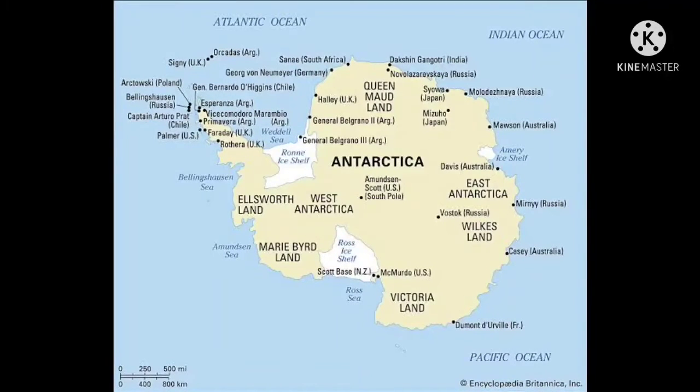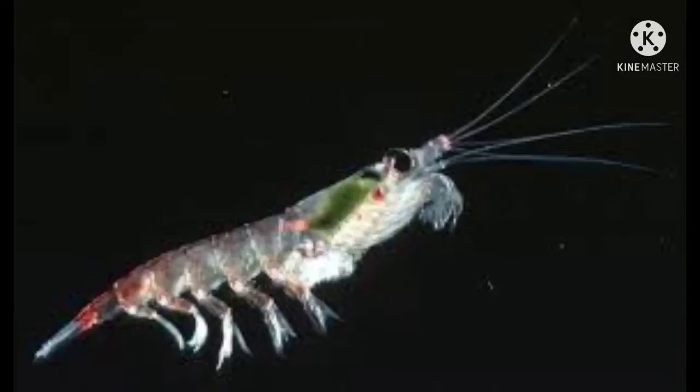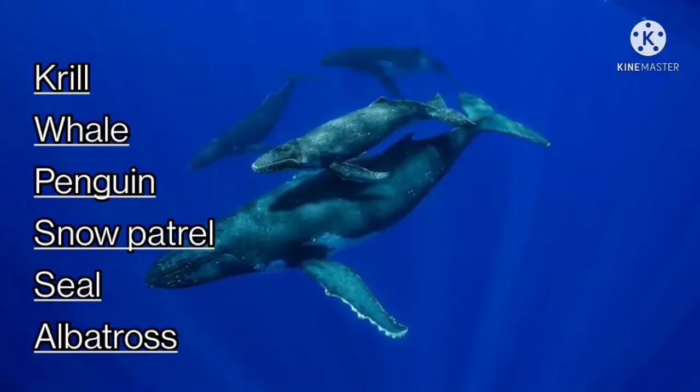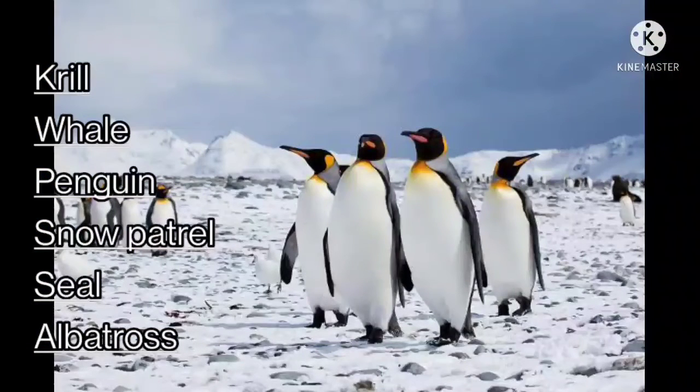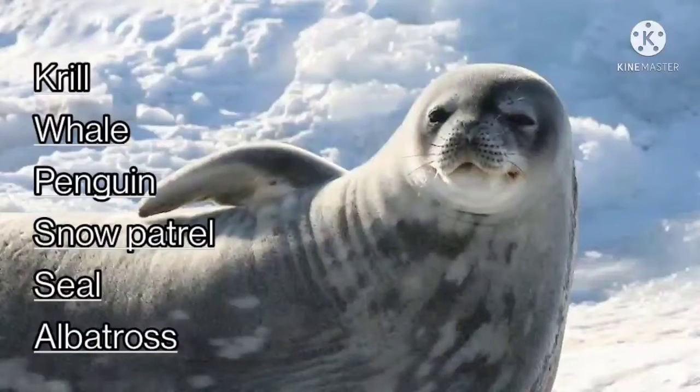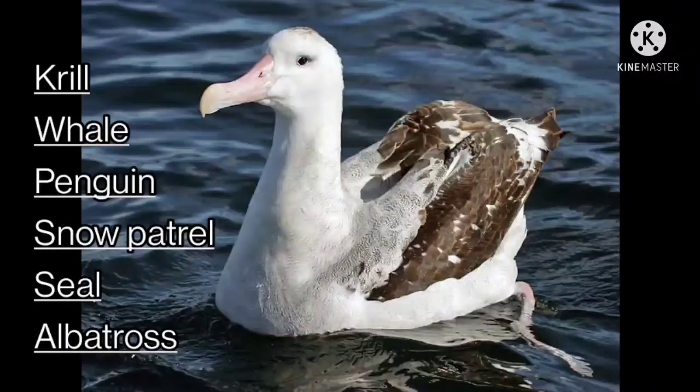Finally, Antarctica. The water body which surrounds the continent has creatures which range from small krills to whales. Penguins are native to this continent, and they have become the symbol of Antarctica. Snow petrel, which resembles a small white dove, is also found here. Several types of seals and albatross inhabit the coastal areas, especially during the summer seasons.